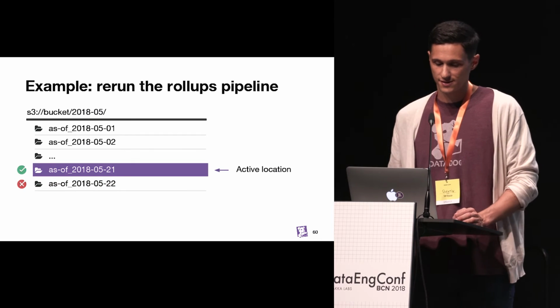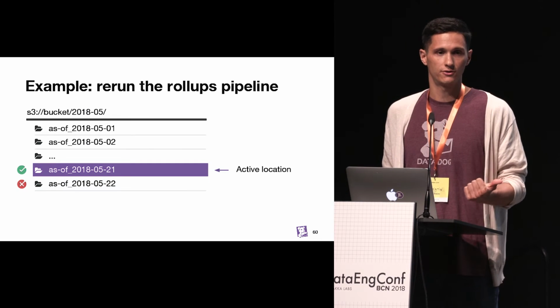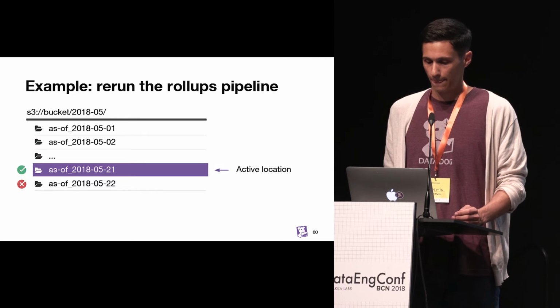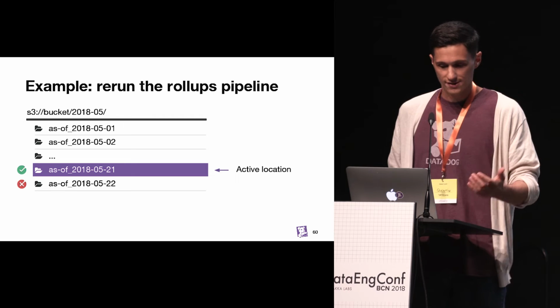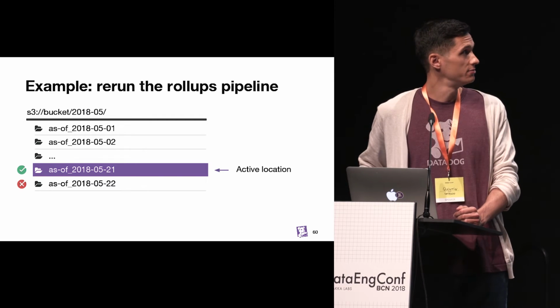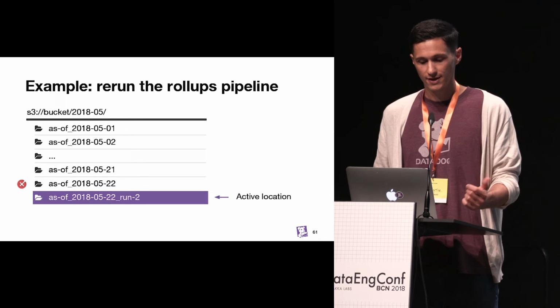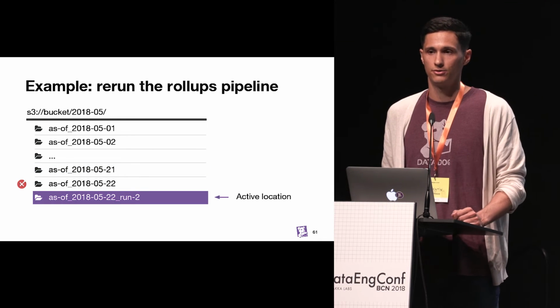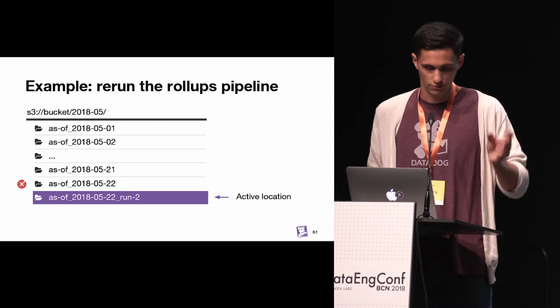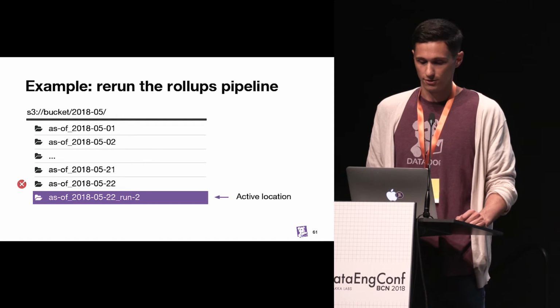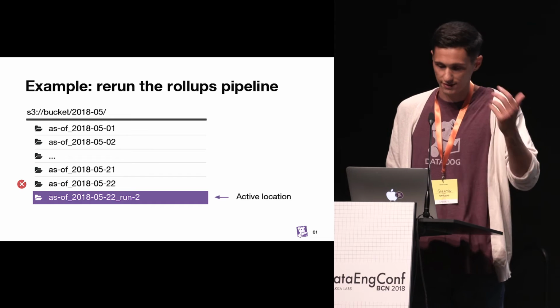What's nice with this system, the first thing, is that it's easy to revert to previous versions. It's just a matter of changing the active location. So if we realize that data is bad for the 22nd, we just update the active location and point it to the 21st of May. And the second nice thing is that it's easy to rerun the job. It's just a matter of, we basically increment a number appended at the end of the location, and then update the active location.